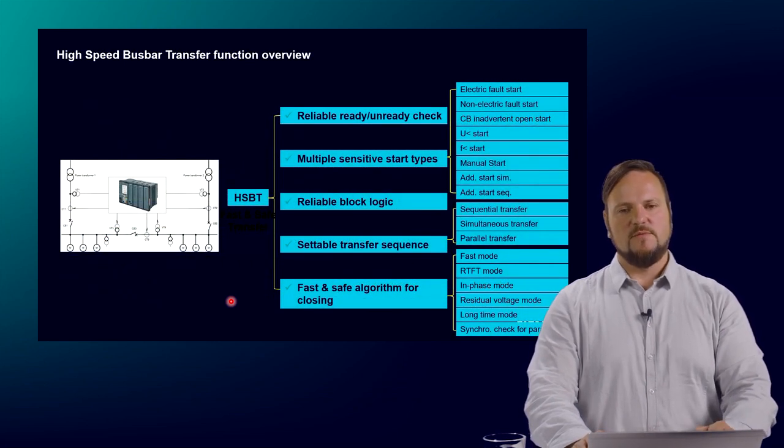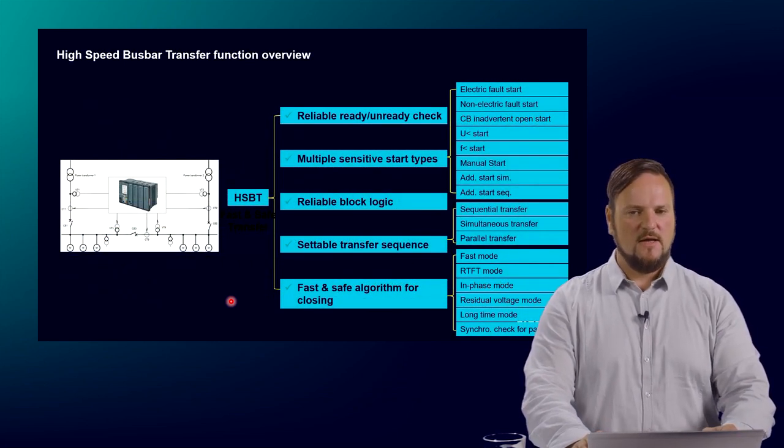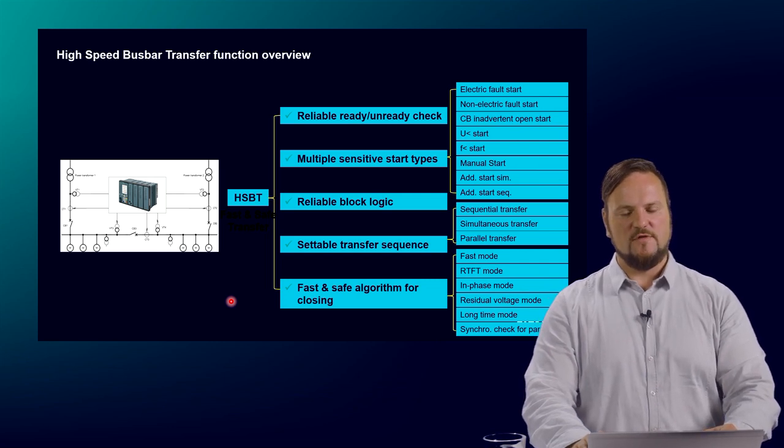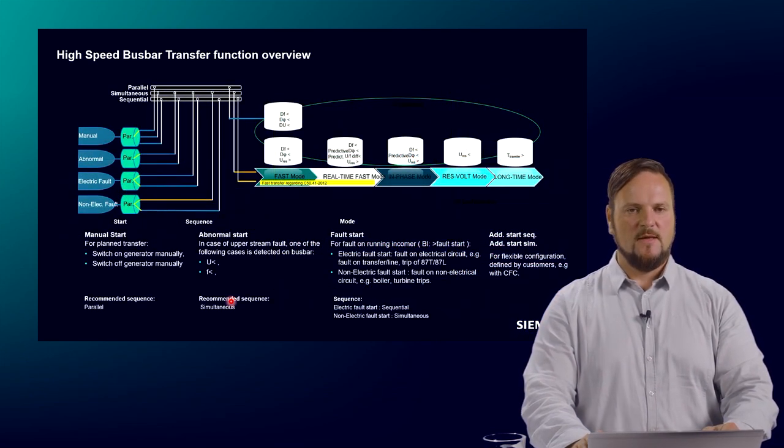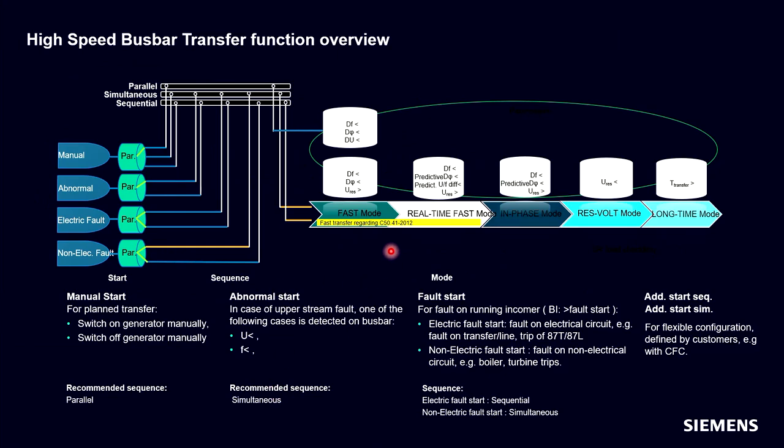So this was a short overview of the algorithm for the closing signal, or the closing functionality. Here is an overview of the whole functionality. This is what I already explained here. You can check these afterwards, because you got these slides. You see here, the manual start is usually used for switching on or switching off some generator, or to transfer the load from one infeed to the other infeed. Normally the recommended sequence for it is paralleling.